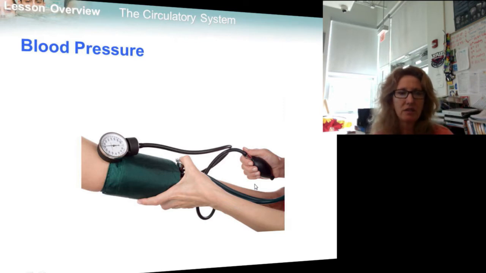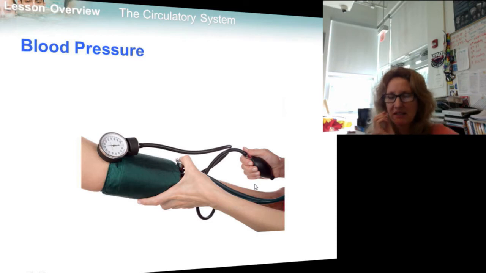Healthcare workers measure blood pressure with a device called the sphygmomanometer, an inflatable cuff with a pump and a meter. The cuff is inflated until blood flow through the artery that runs down the arm is blocked. Then, as the pressure is slowly released, the healthcare worker listens for a pulse with the stethoscope and records the number on the meter.